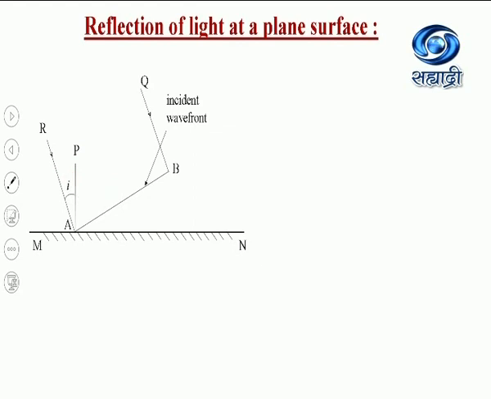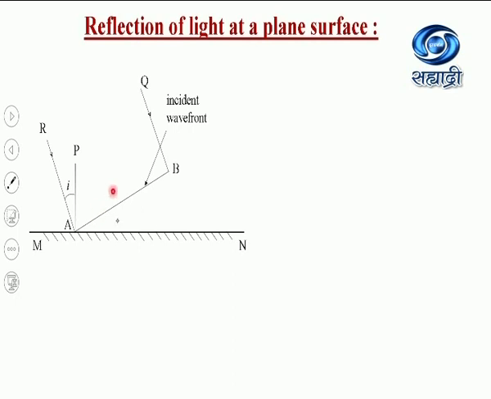Now we assume that at time t is equal to 0, only point A of the wavefront touches the reflecting surface and point B of the wavefront will touch the reflecting surface after time t is equal to capital T. So at time t is equal to 0, only point A is on the surface and point B will meet the reflecting surface after time capital T. All the other points along AB will reach the reflecting surface successively between time t is equal to 0 to time t is equal to capital T.